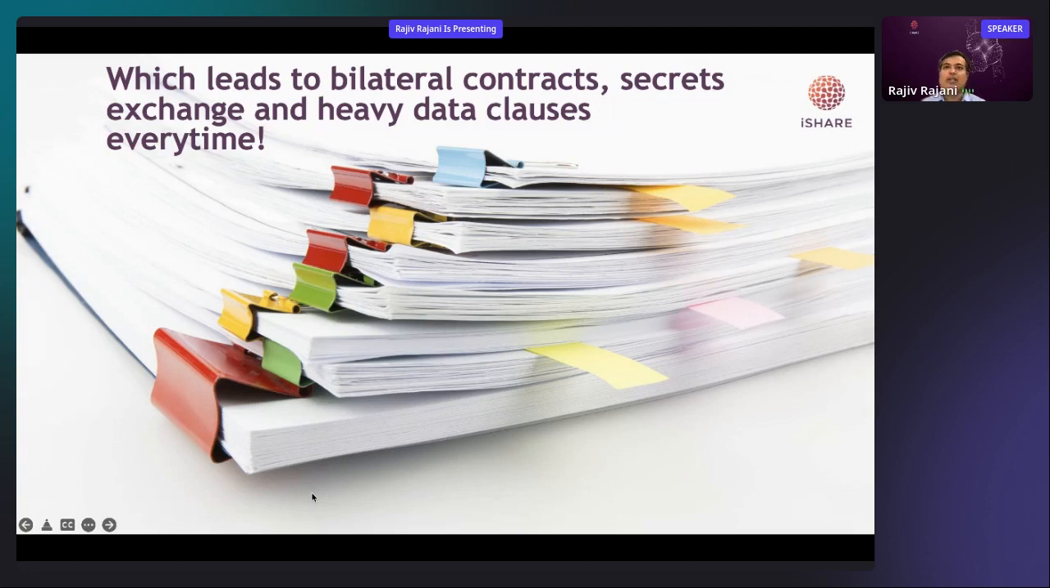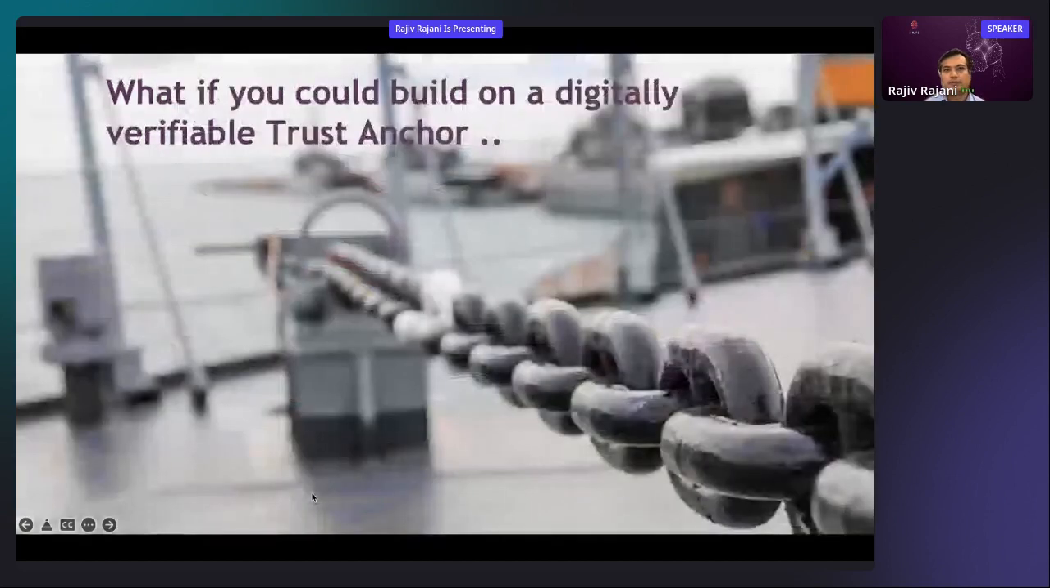Which of course is a very time consuming process, because both sides, the legal teams, have to be sure of what is included, and you have to make sure that your contracts are good enough that they don't lead you into any troubles and whatnot.